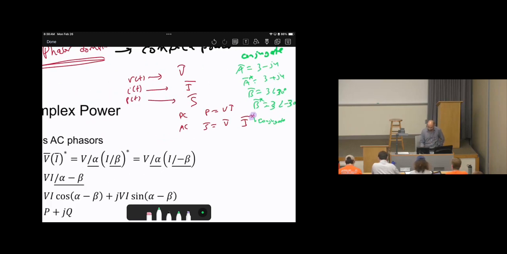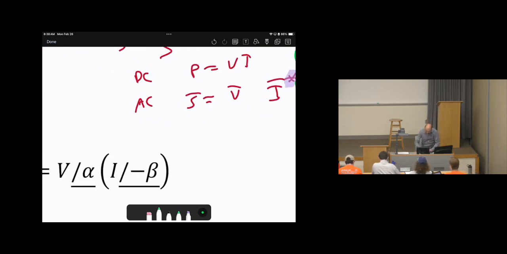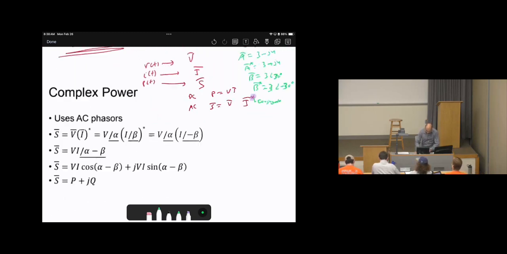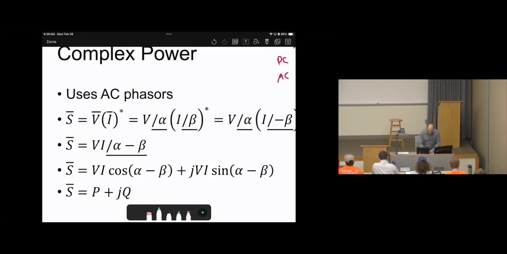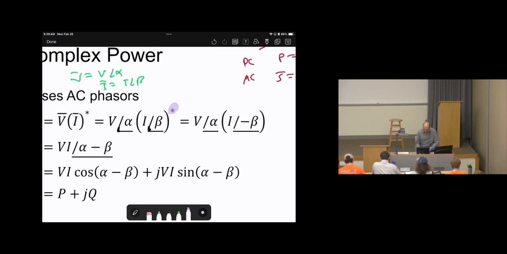Then, how do we do the analysis by converting this to phasor domain? Basically, since we have V times I conjugate, V bar equals V angle alpha, I bar equals I angle beta. Then let's do the product. So V angle alpha times I angle beta, then we have a conjugate. This conjugate means flip the sign, we will make it negative. So here, I angle negative beta.